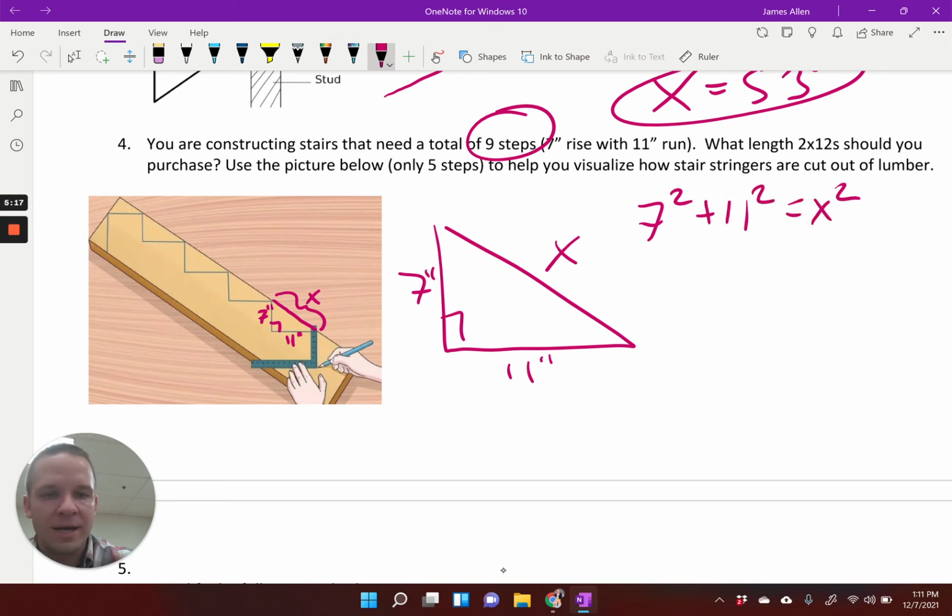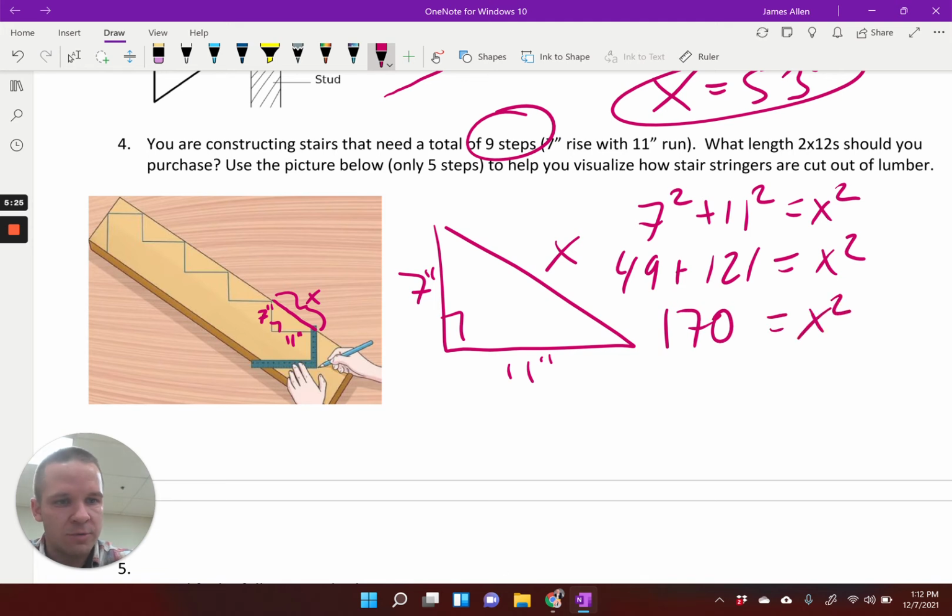All right, so I got 49 plus 121 equals x squared. That is, I can do math. 170 equals x squared. I'm going to square root that, okay? So 170 to the 0.5. In my calculator, I got 13.0384 and so on, 13.038, so on and so forth, inches.